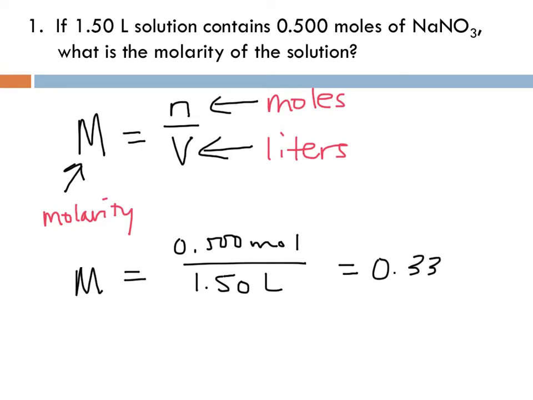This is 0.333 moles per liter. Each of the numbers has 3 significant figures, so I put 3 significant figures in the answer. This is a fairly dilute solution, 0.333 molar.